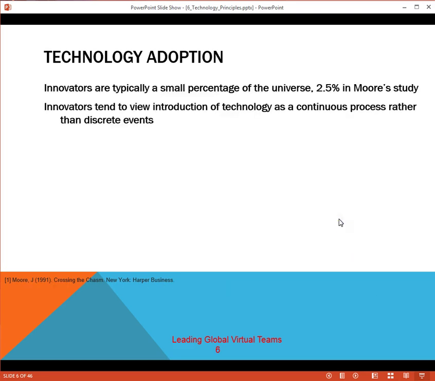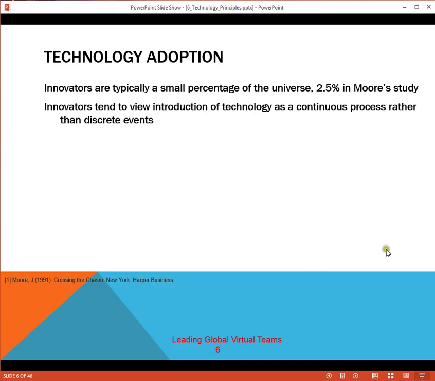So innovators are typically a small percentage of the universe. They're about 2.5% in Moore's study. Innovators tend to view introduction of technology as a continuous process rather than discrete events. Innovators are venturesome risk takers. They are capable of absorbing both the financial as well as the social cost of a failure if you introduce an innovative product and it doesn't work.